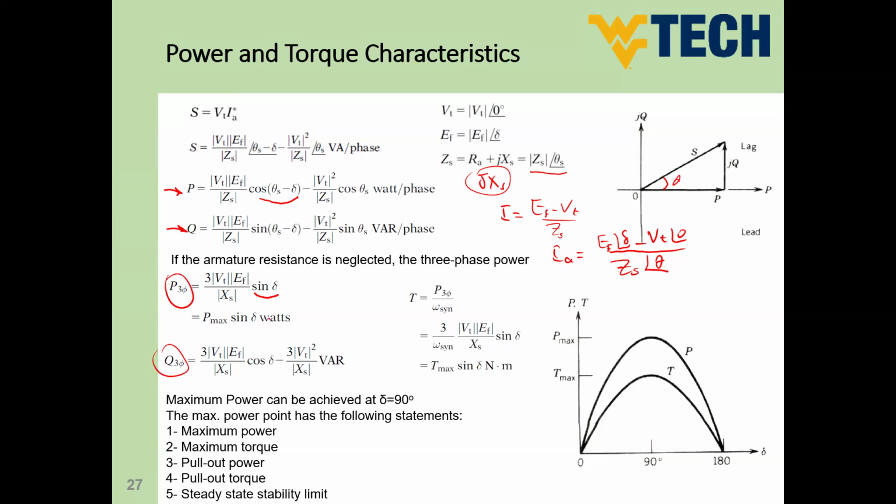Now, if you have a look at these relations, guys, specifically the power relation, this is V times E divided by X, which means this is a scalar value, sine and angle. So if you compare that to the sinusoidal waveform equation, you can say that this is the maximum or peak value of the sine wave. So we can say that P equals P maximum sine delta, where P maximum is nothing but 3 V terminal phase EF phase divided by XS. And this would be the equation now.